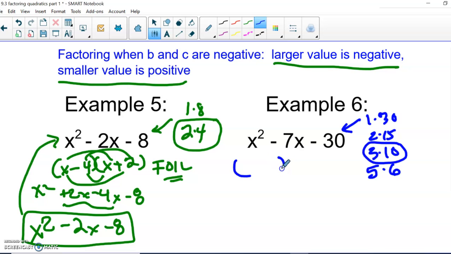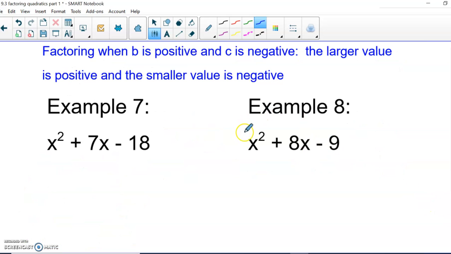So we're going to set up our parentheses, put our x's in. One has to be negative, one has to be positive, and we want the larger value to be negative. So we're going to make the 10 the negative and the 3 the positive. So when we do outside, inside, we're going to have a negative 10x, a positive 3x, which is going to give us a negative 7x.